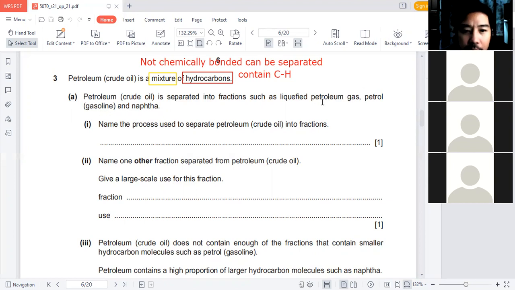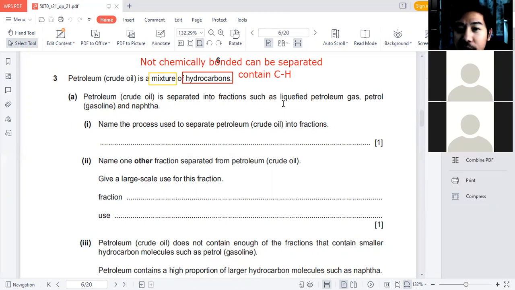Petroleum crude oil is separated into fractions such as liquefied petroleum gas, petrol, gasoline, and naphtha. Now, the process used to separate petroleum crude oil into fractions is fractional distillation, because it's a mixture of more than two substances. So again, we use fractional distillation. Name other fractions separated from petroleum or crude oil, and give a large scale use of each fraction.